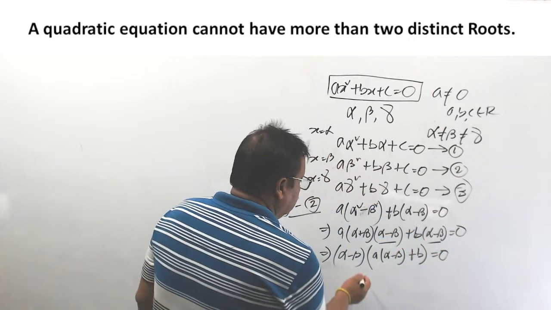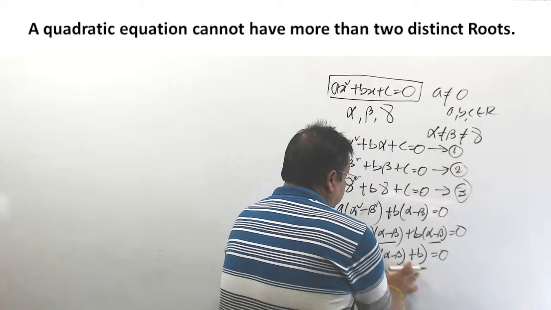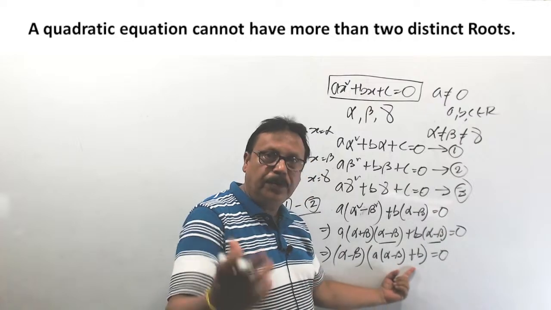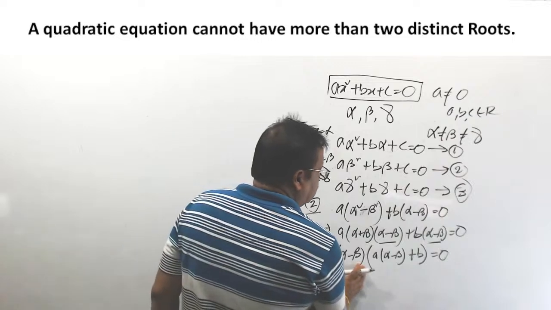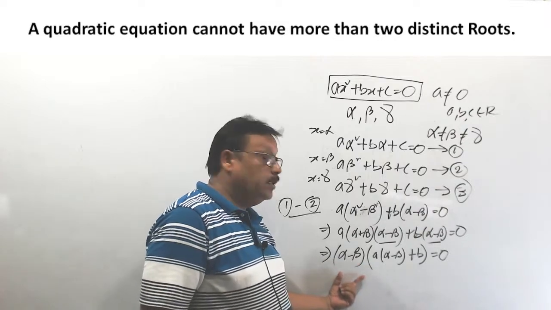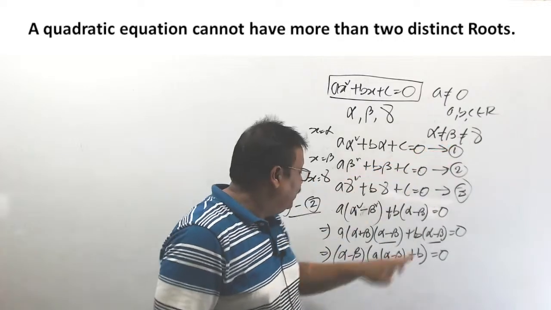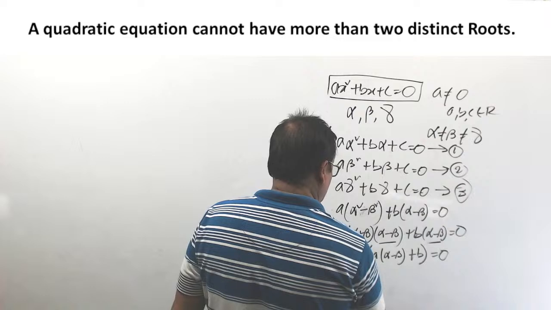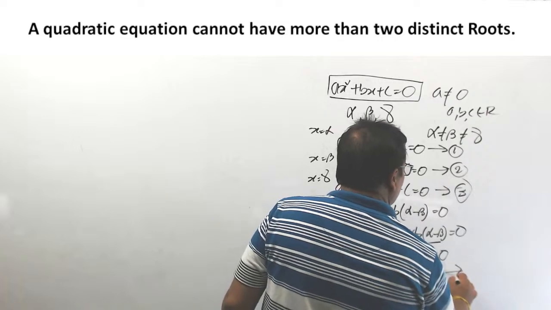Understood? Now here the product of two numbers, this and this, in product form equals 0. That means either this equals 0 or this equals 0. Zero product rule, already learned in class 10 and 9. But alpha minus beta cannot be 0, because if alpha minus beta is 0, then alpha is equal to beta, but alpha cannot be beta. Understood? So this implies a into (alpha plus beta) plus b equals 0. Give it number 4.